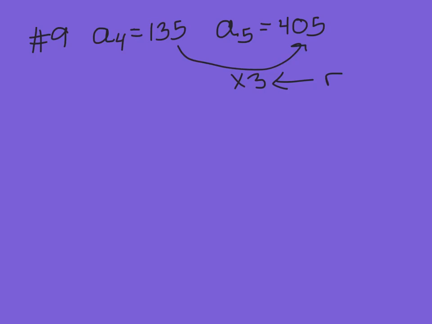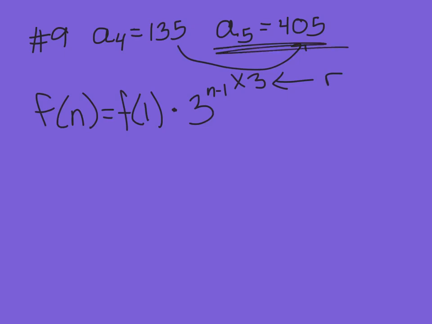So I'm going to do what I did last time. F of n equals the first term, f of 1, which we don't know this time, times, and then our common ratio is 3 to the n minus 1 power. And I'm going to plug in these. So 405 equals, and then I don't know the first term, times 3, and that's to the, n was 5, so 5 minus 1 is 4th power.